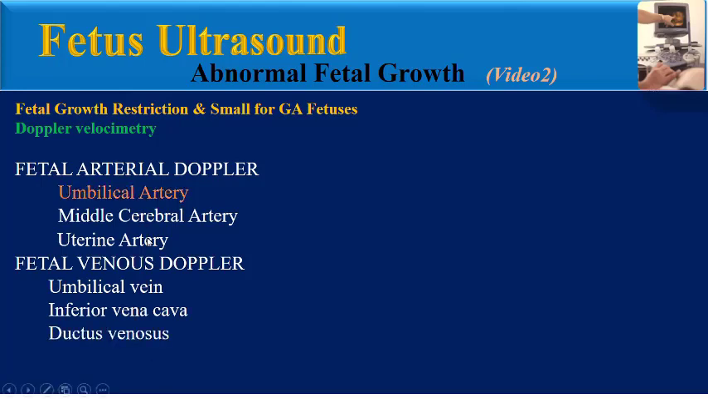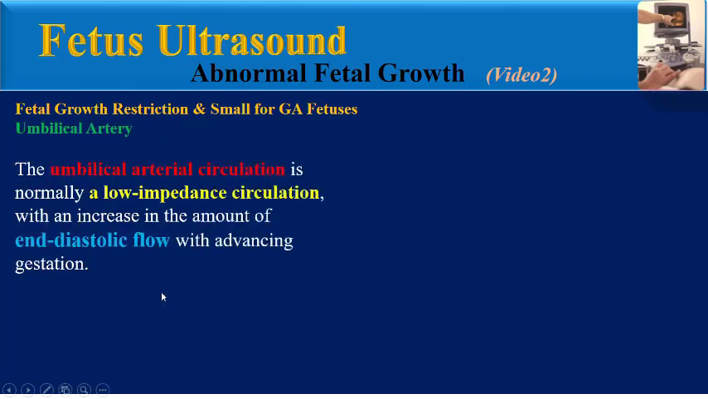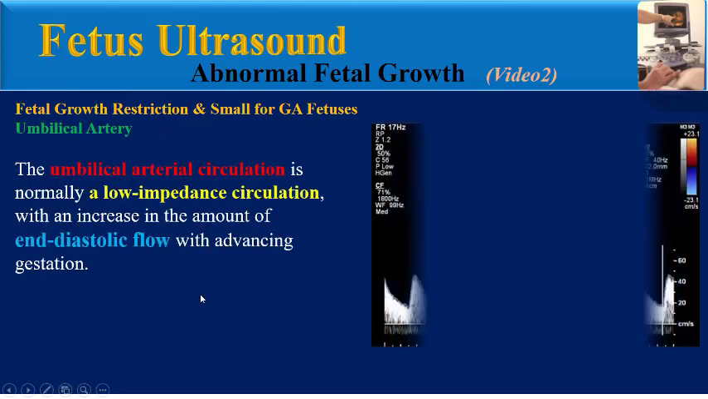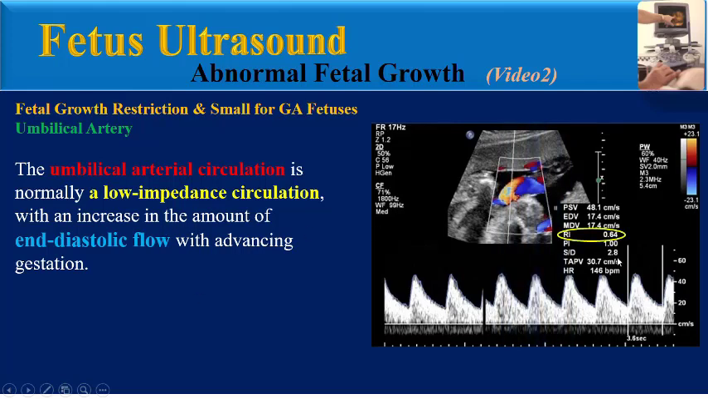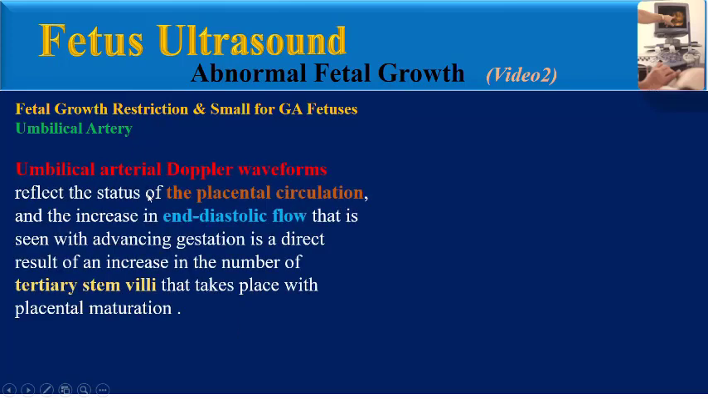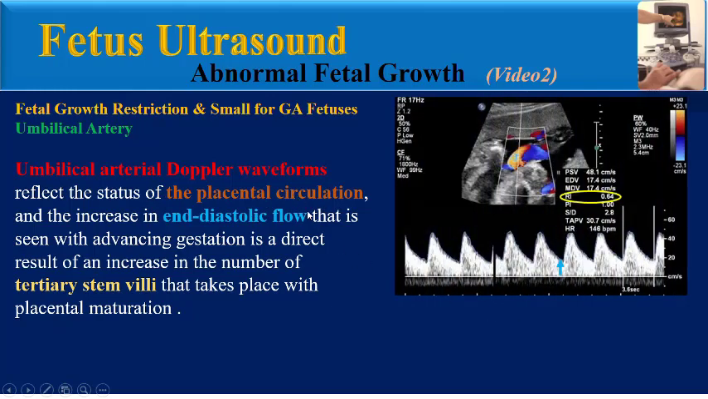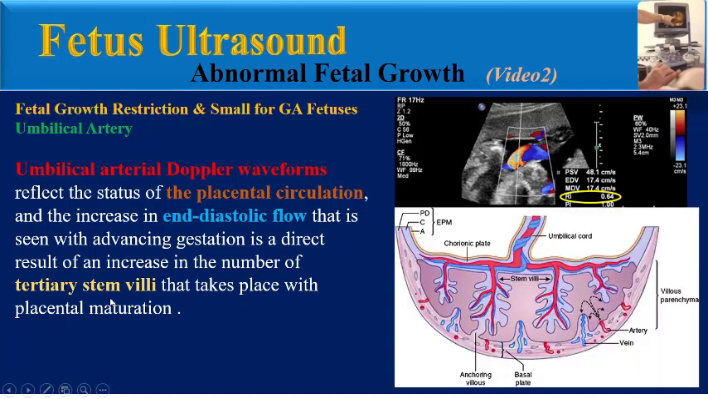The first one is umbilical artery. The umbilical arterial circulation is normally a low impedance circulation with an increase in the amount of end-diastolic flow with advancing gestation. Umbilical arterial Doppler waveforms reflect the status of the placental circulation, and the increase in the end-diastolic flow that is seen with advancing gestation is a direct result of an increase in the number of tertiary stem villi that takes place with placental maturation.